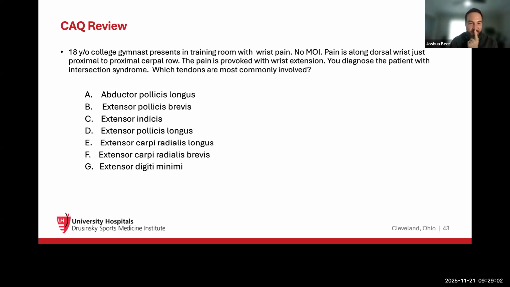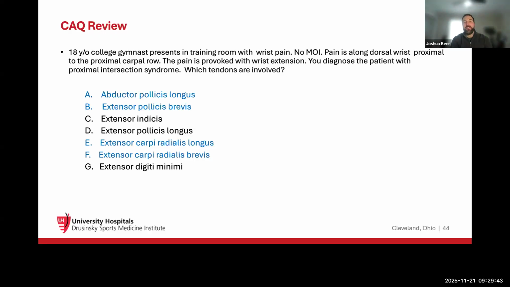You guys have to think back to those dorsal compartments and which compartments are involved. It's going to be four of the 6 choices. Can I cheat? Is the recent CAQ taker? Sure, absolutely. I think it's ABEF, first and second compartment.